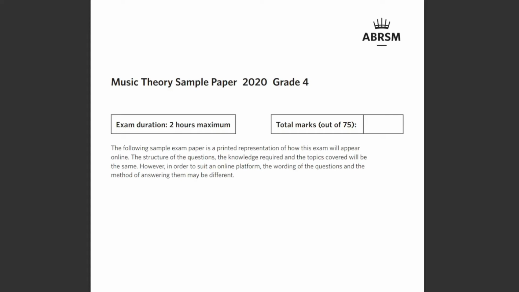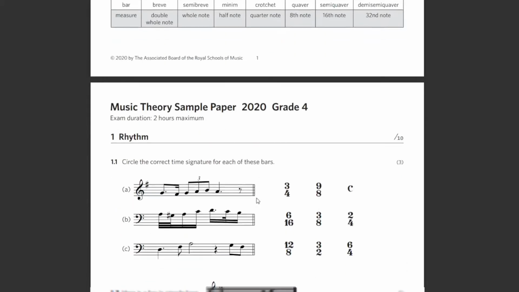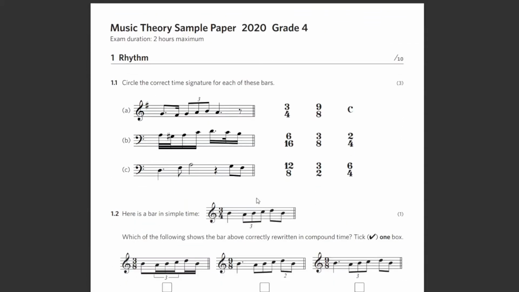In this video, I'll be going through the Music Theory Sample Paper 2020 for Grade 4. The first section of this paper is the rhythm section. So let's do question 1.1 together. Question 1.1 consists of three questions where you're asked to circle the correct time signature for each of these bars. So let's start off with A.